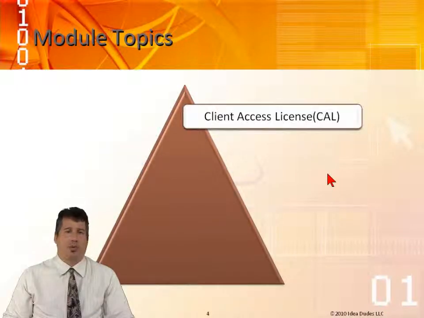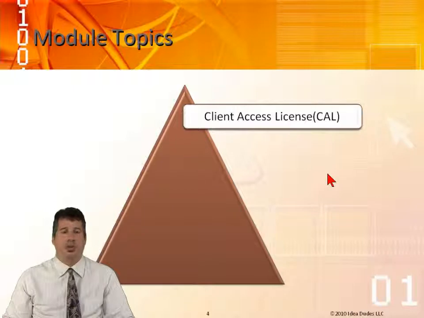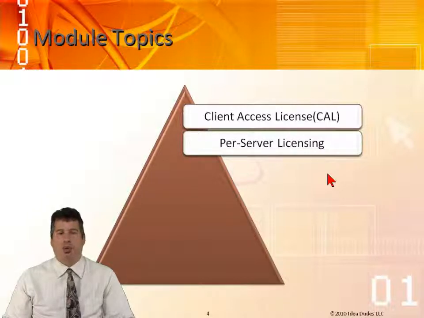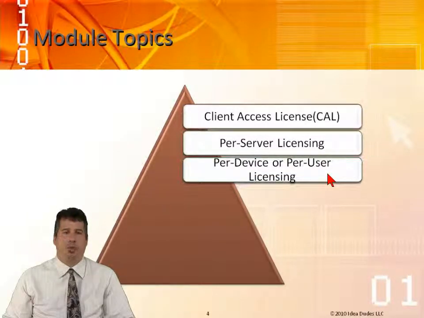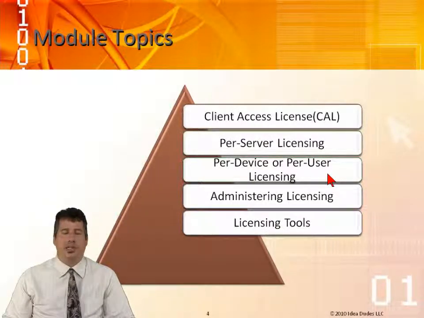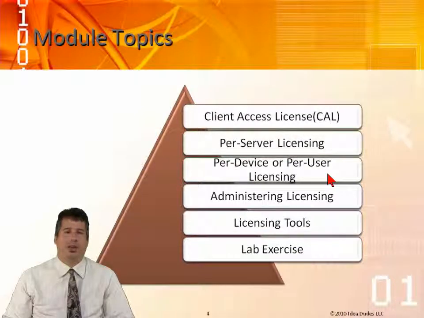So the module topics we're going to be looking at is a client access license. What a client access license is, this gives us the ability of connecting to a Windows Server 2003. A per server licensing, which means how many licenses are going to be, or how many connections can we have per server. And then we have per device or per user licensing, and this applies to the actual devices or users that are connecting to the server. And then we have administering licensing we'll be talking about in this module, licensing tools that we can use, and then finally you're going to have a lab exercise.